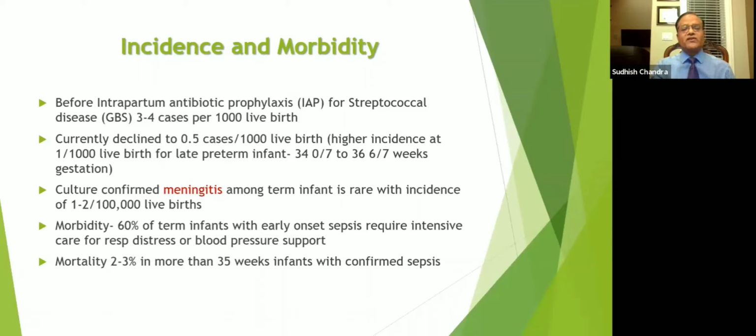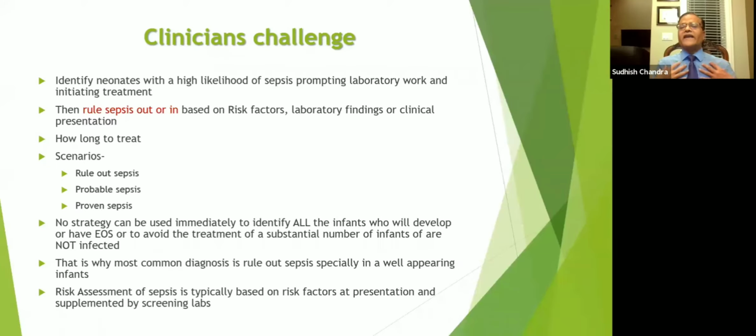Mortality is 2 to 3% in infants more than 35 weeks with confirmed sepsis. Less than 35 weeks, it can be much higher. So the clinical challenge we have as clinicians when it comes to sepsis, early onset or late onset, is to identify the neonates who have a high likelihood of sepsis. Which baby should get laboratory work and which baby should get treated? And the other thing is, how long do we need to treat them? That's why you will find it surprising that in neonatology, rule out sepsis is the commonest diagnosis.